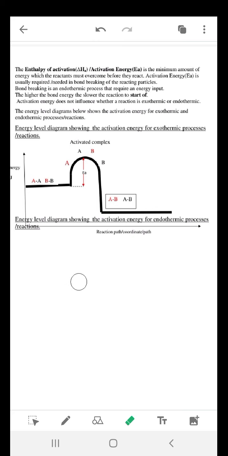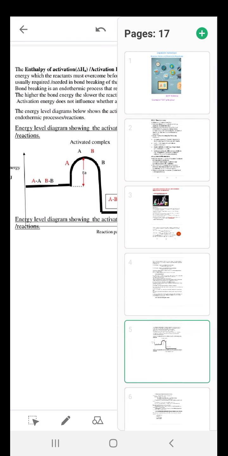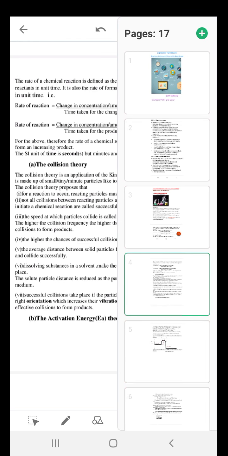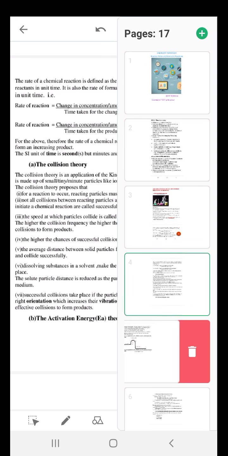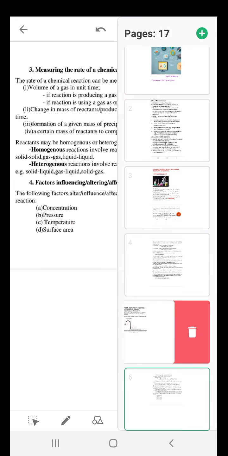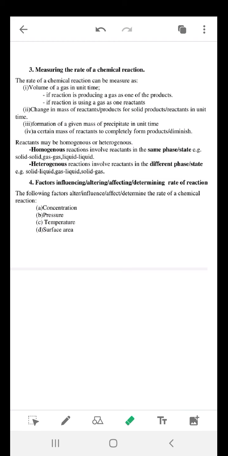So the next thing we are going to look at is measuring the rate of chemical reaction, how the chemical reaction can be measured. That's our next session. Bye.